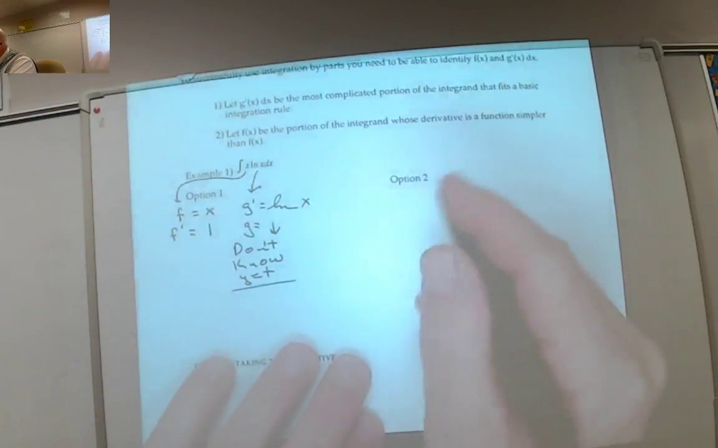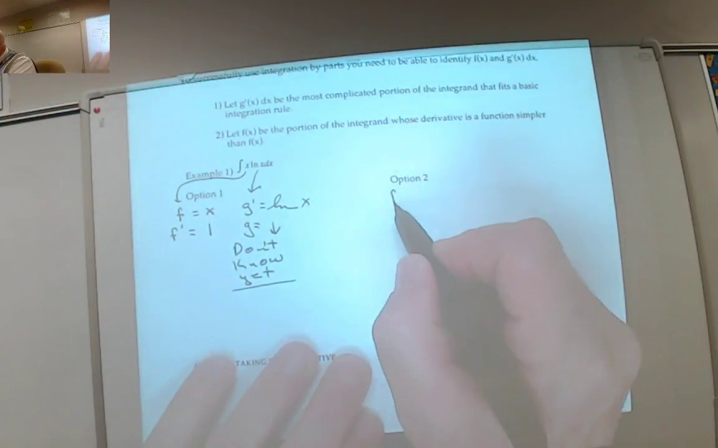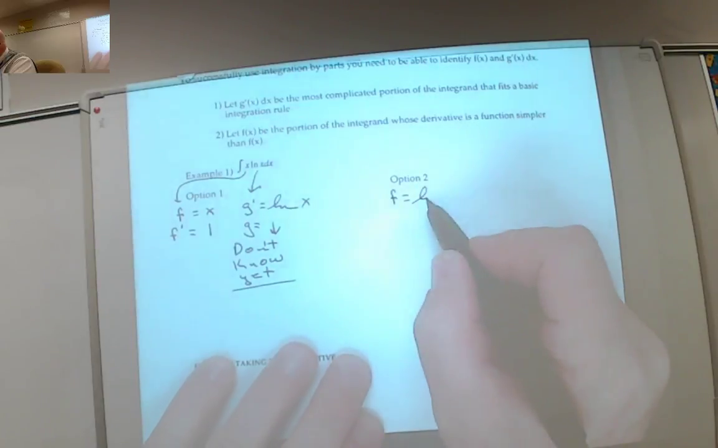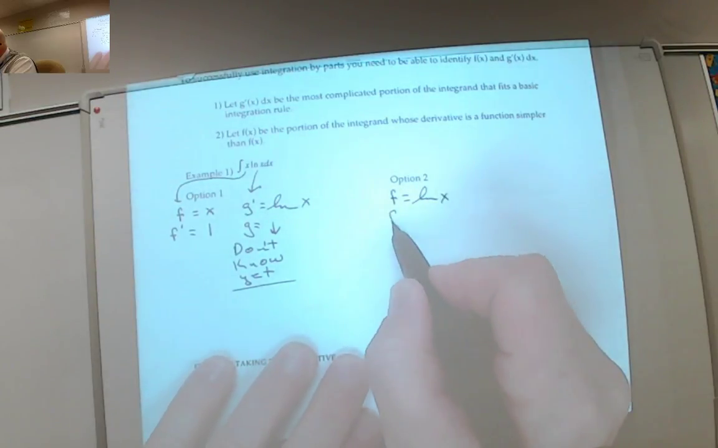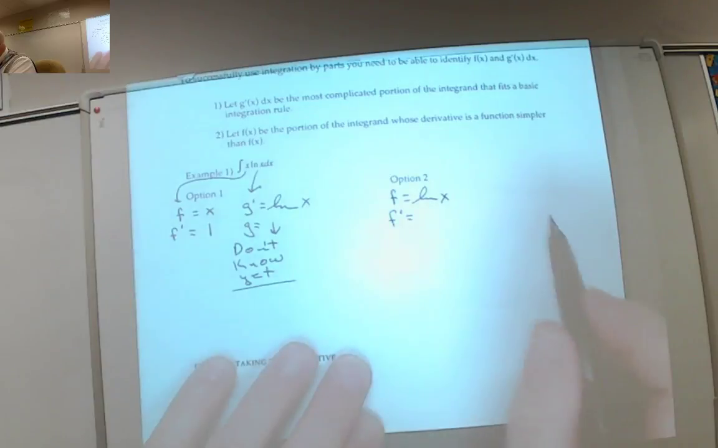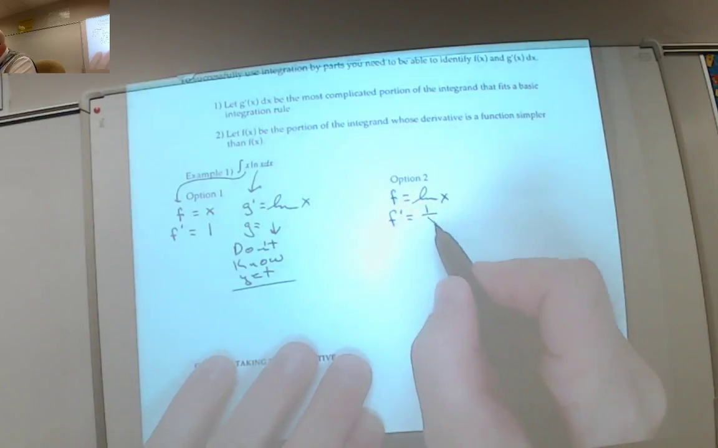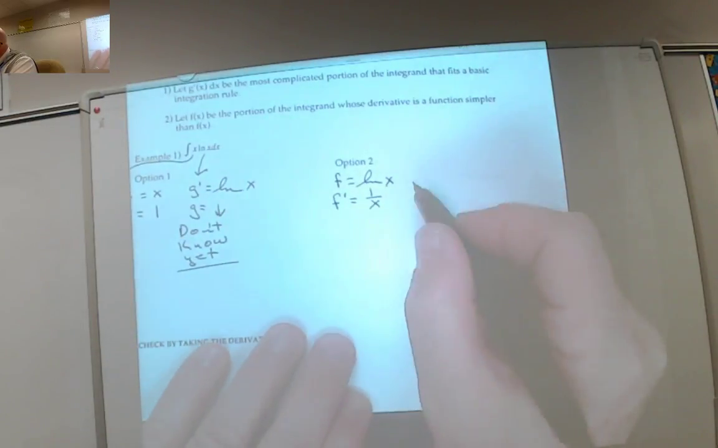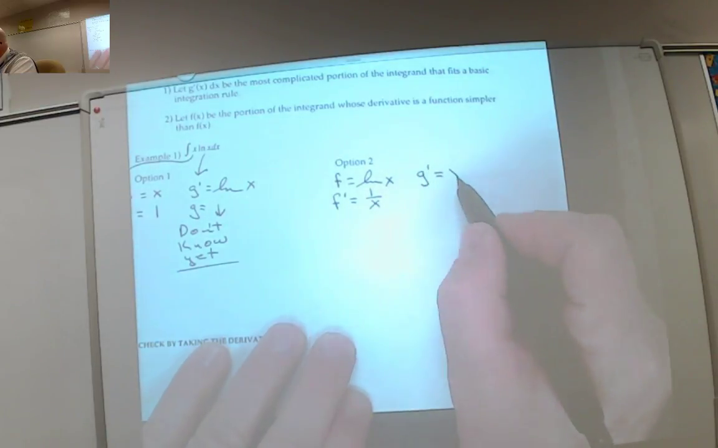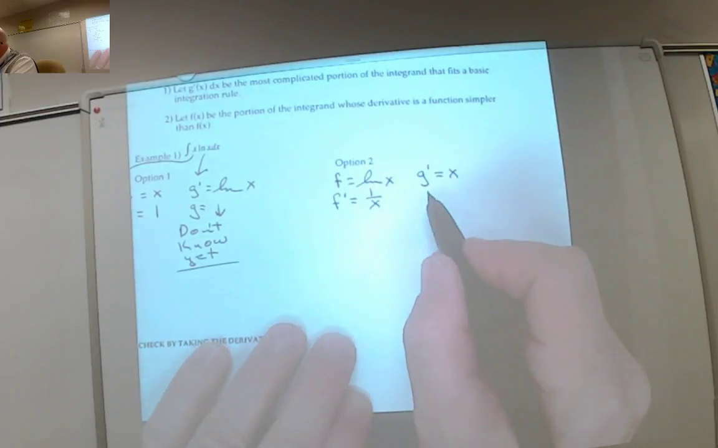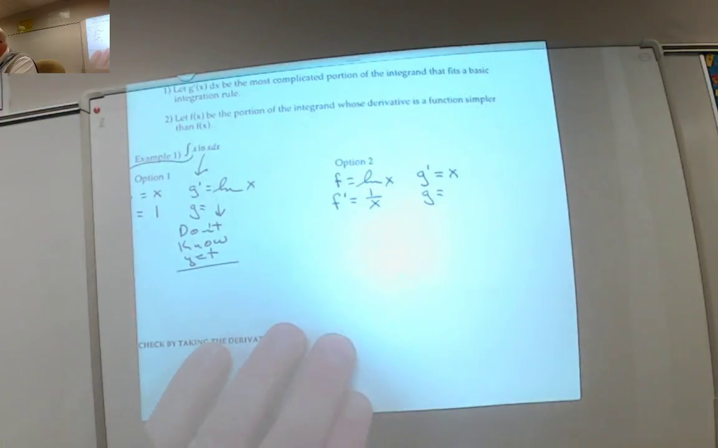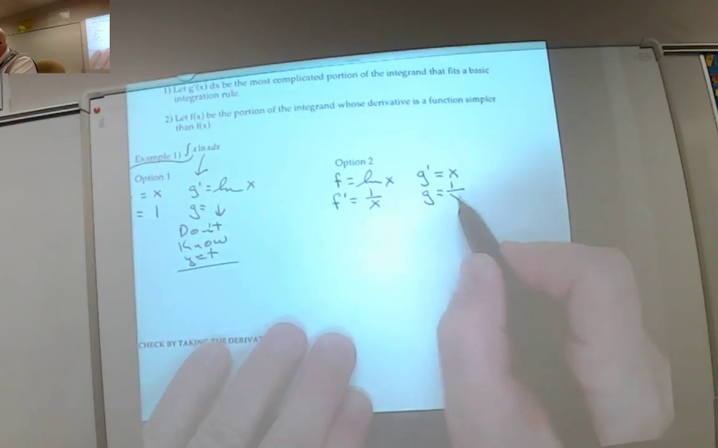Well, what's option 2? Option 2 is that I make f equal the ln of x. And what did you say its derivative was, Jacob? 1 over x. That means I'm going to let the other function, which is x, be the derivative. And Cole, what's the antiderivative of x? 1/2 x squared.